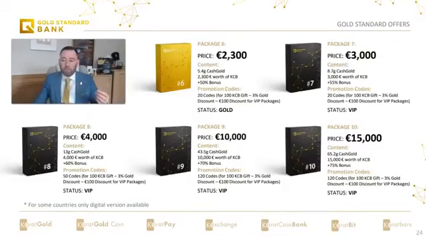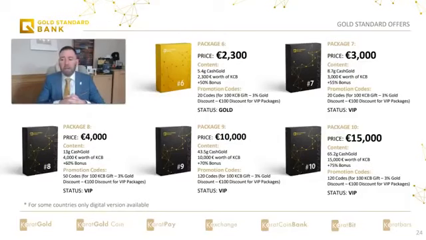Let's go to the next one. 2,300 is the package 6, 5.4 grams of cash gold, 2,300 worth of KCB. And then 50% bonus on this one. This one is the same again as the status of gold. Package 7, 3,000 euros, 8.7 grams of cash gold, 3,000 euros worth of KCB, plus a 55% bonus this time.